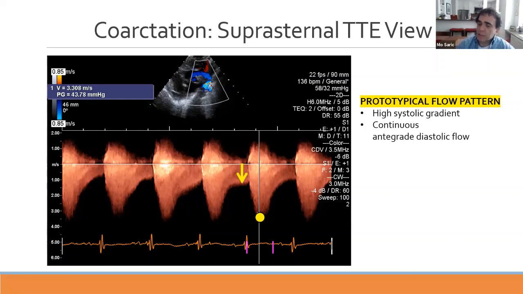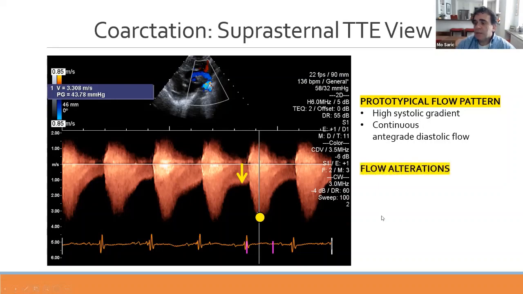You may recall that the normal flow through the aorta is a pulsatile systolic only with a very brief early diastolic reversal. In contrast with coarctation, when it's significant, there is a continuous antegrade flow in diastole.